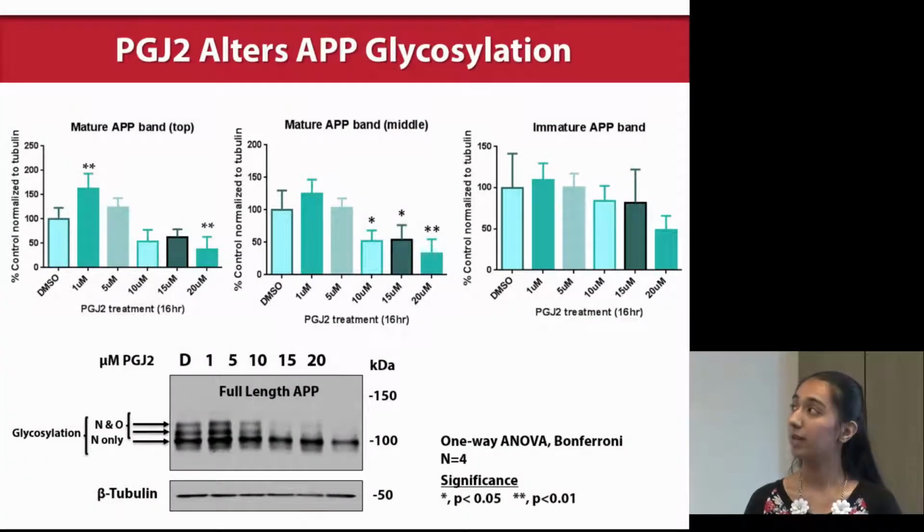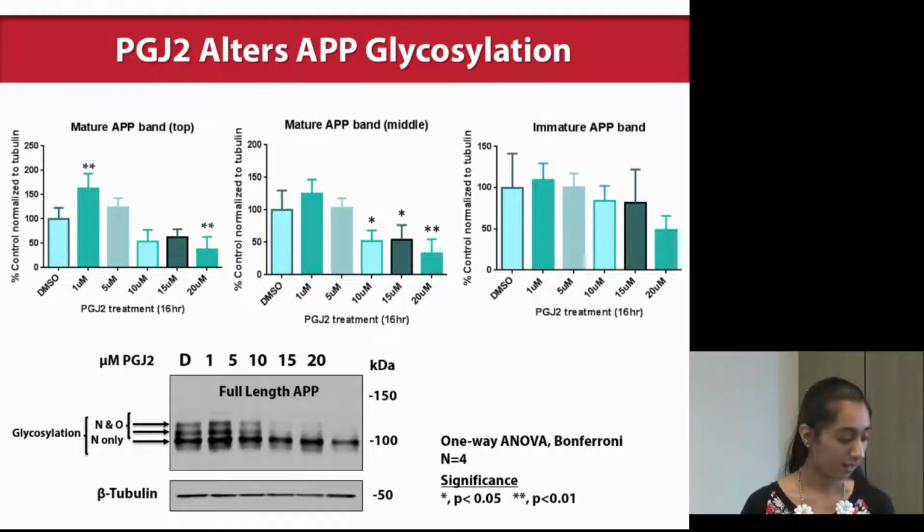Data also has shown that PGJ2 alters APP glycosylation. The two graphs on the left side show mature APP bands that are shown within the Western blot as well. In the DMSO control lane, you can see that there's 3 specific bands. The top 2 in all these lanes show N and O glycosylated APP. However, the last band you can see is the immature APP band, that is N-glycosylated.